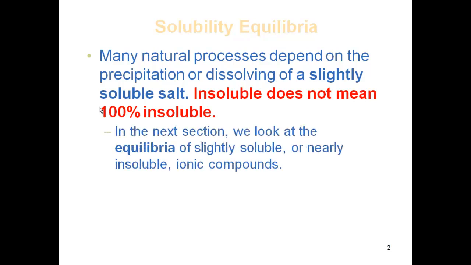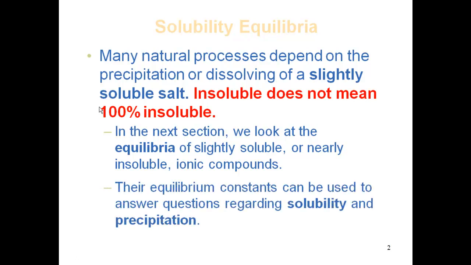In the next section, we'll look at equilibrium of slightly soluble or nearly insoluble ionic compounds. The equilibrium constants can be used to answer questions regarding solubility and precipitation. How much do we expect to dissolve? Or how much do we expect to dissolve before precipitation occurs? In other words, how much dissolves before we reach something called the saturation point? That's the point where we have that solid starting to precipitate out of that solution.